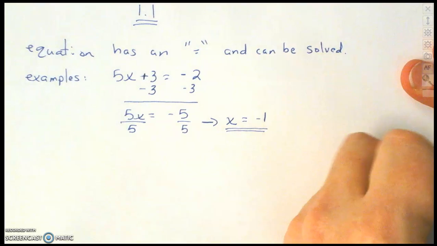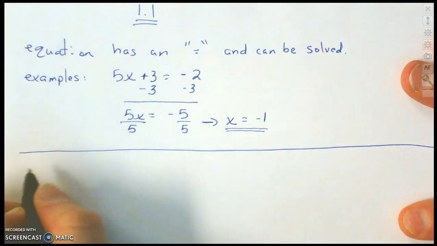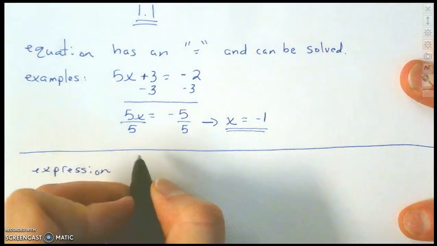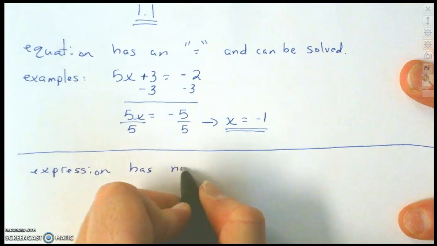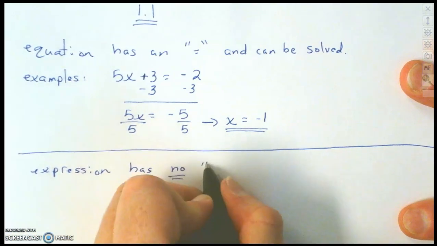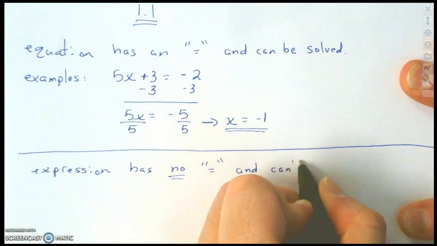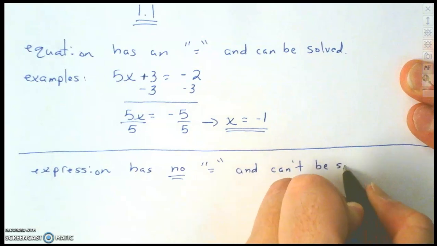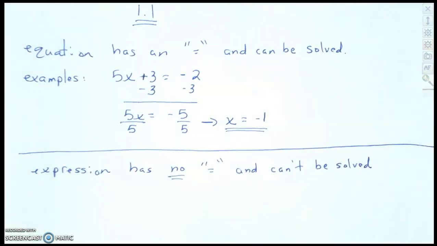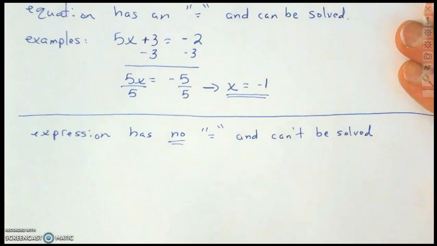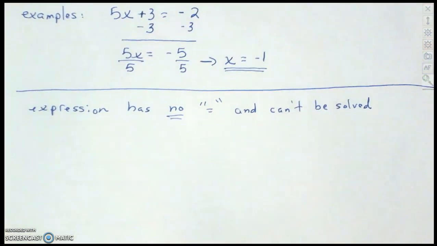An expression has no equal sign. So an expression has no equal sign, and it cannot be solved. So an equation has an equal sign, an expression does not. We don't really work a lot with expressions in this course, but once in a while we have them. Now, you can't solve them, but what you can do is you can combine.